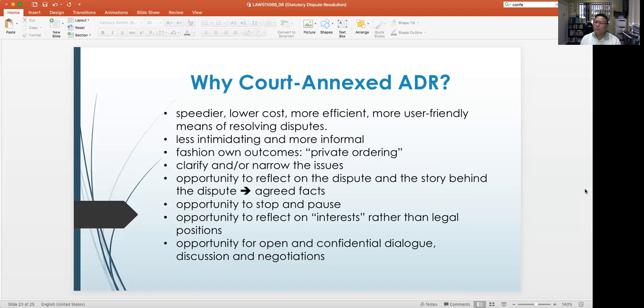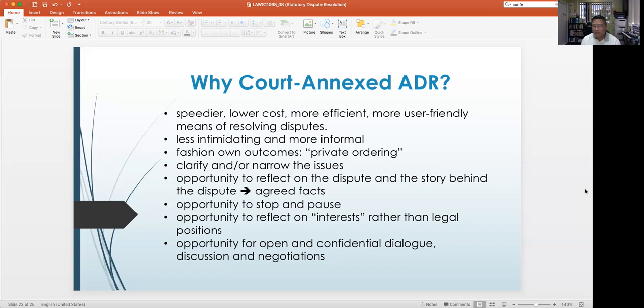More importantly, it is an opportunity to reflect on the dispute and the story behind the dispute. Relatedly, it's an opportunity to stop and pause. Sometimes people are so embroiled in the conflict, so caught up in it, that, especially if they have dehumanized the other party, they just think that they want to win at all costs. It's what is sometimes called a Pyrrhic victory. You win, but if by winning you've lost everything, what kind of victory is that?